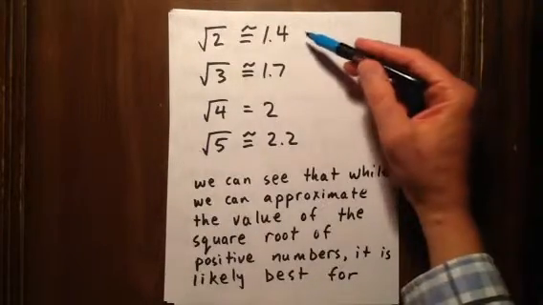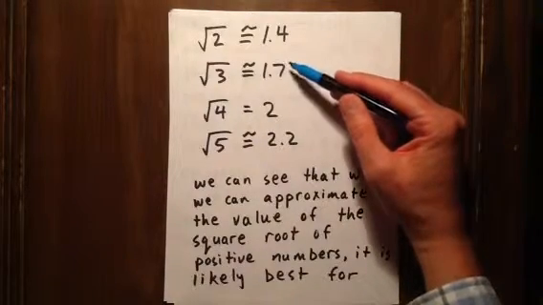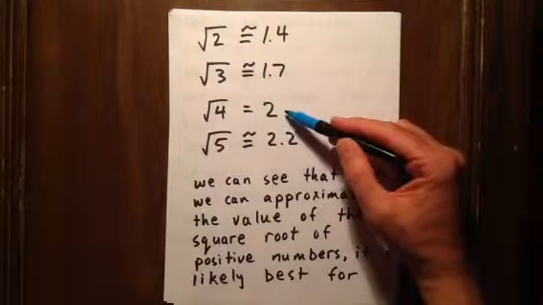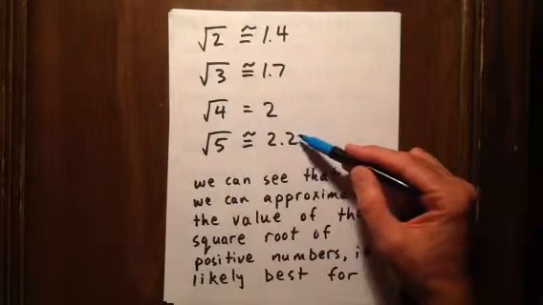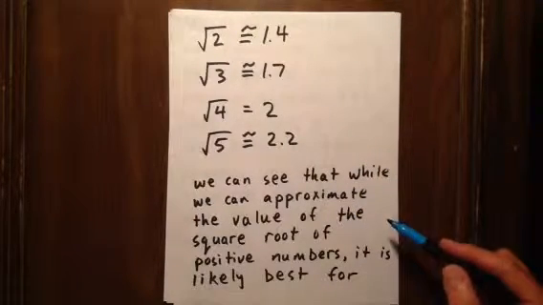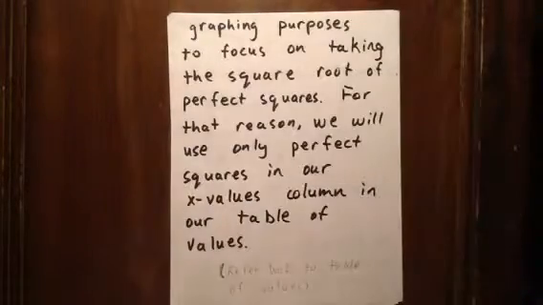And we see that the square root of 2 is approximately 1.4, which is difficult to graph, and the square root of 3 is approximately 1.7, which is difficult to graph. The square root of 4 is 2, but then the square root of 5 is approximately 2.2, which is difficult to graph. And so we can see that while we can approximate the value of the square root of positive numbers, it's likely best for graphing purposes to focus on taking the square root of perfect squares. So for that reason, we only use perfect squares in the x values column of our table of values.